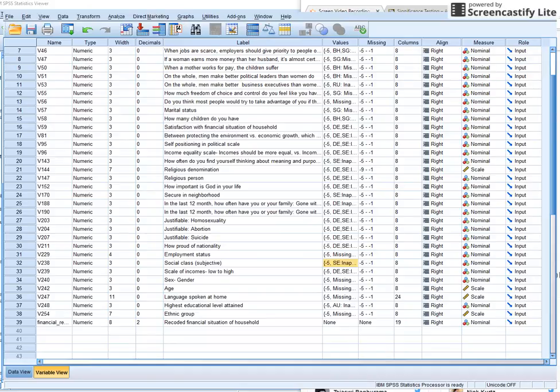So that was a good example. I found that there are significant differences between working class people and upper middle class people, significant differences about being satisfied with the financial situation of their household. All right, cool.